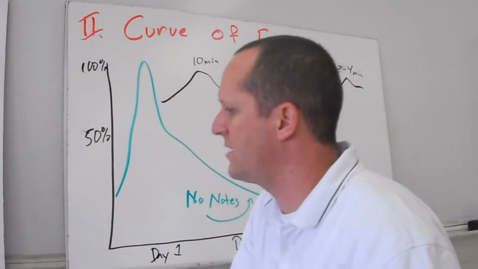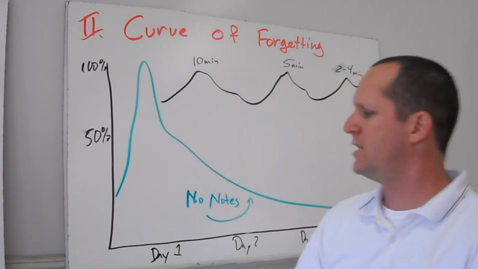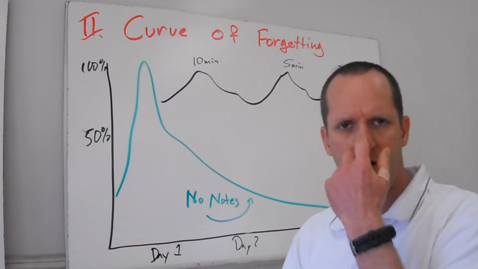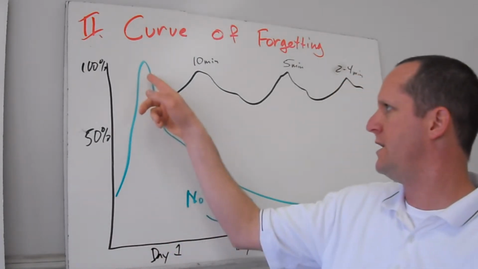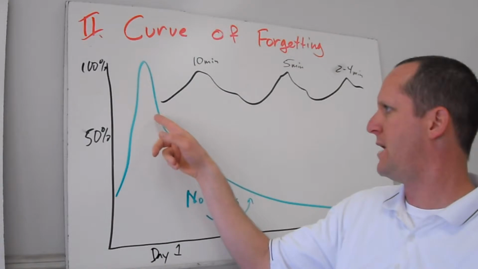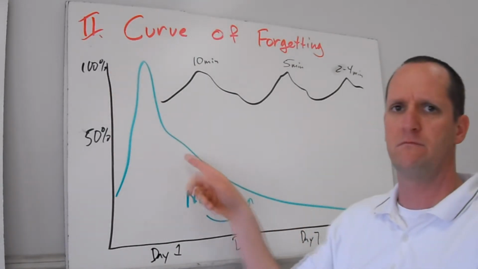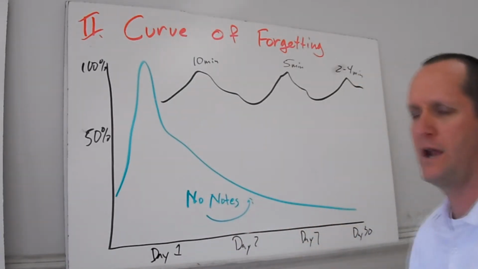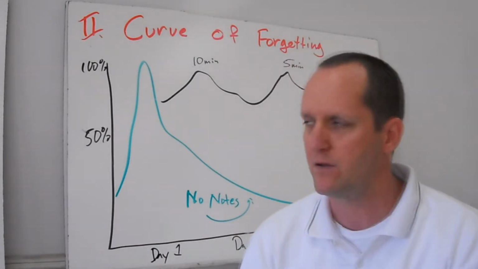Now, why take Cornell Notes? The curve of forgetting. If you take no notes, or you take notes and just leave them, you'll see after day 1 that the amount that you retain drops drastically. By day 30, it's almost nothing.